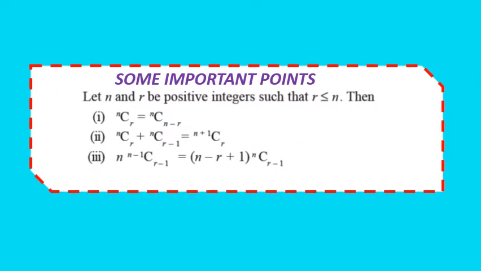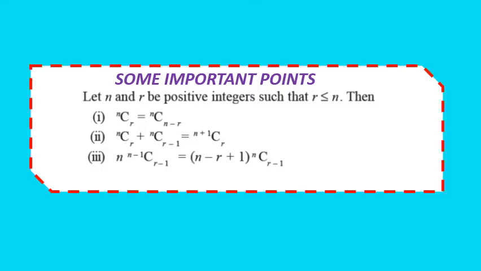Now a few important points related to combinations. Let n and r be positive integers such that r is less than or equal to n. Now we know that r cannot be greater than n. Then first, nCr will be equal to nC(n minus r). How? If you simply apply the definition of combination on both sides, you will get that both are equal. Second, nCr plus nC(r minus 1) will be equal to (n plus 1)Cr. You can verify this simply using the definition of nCr.